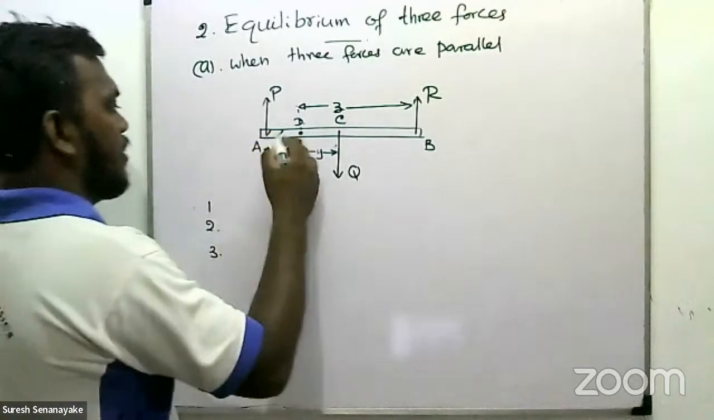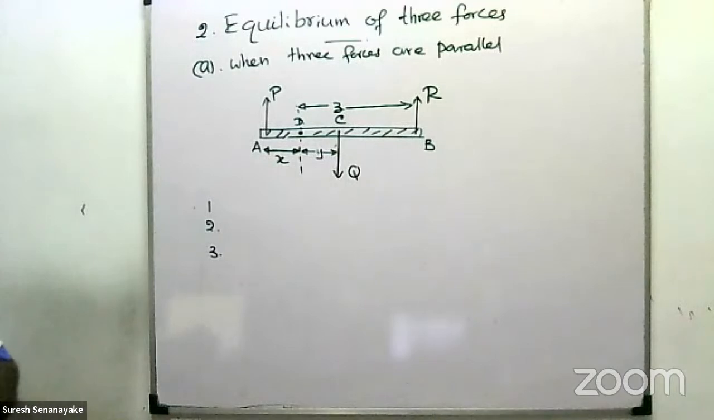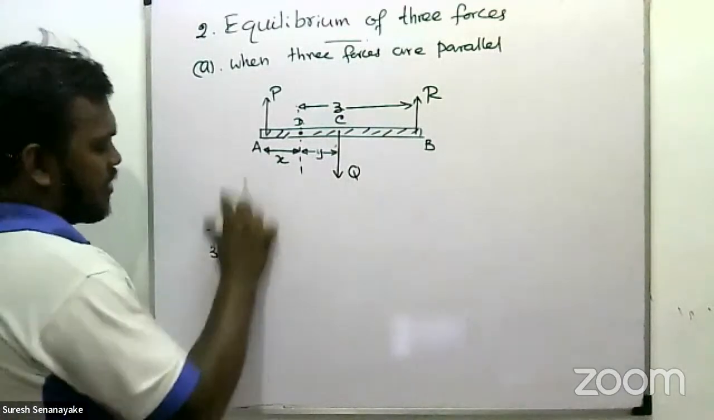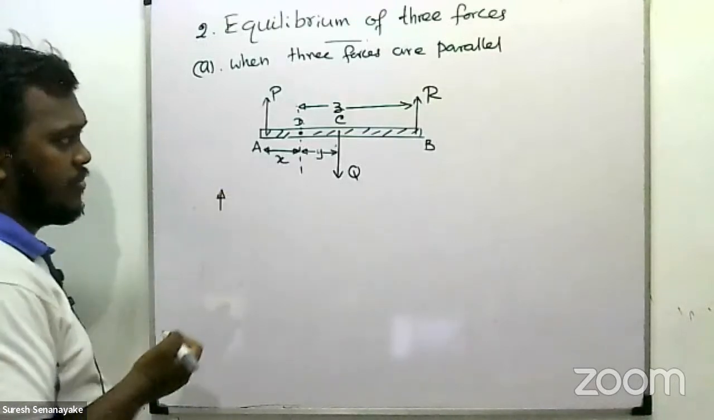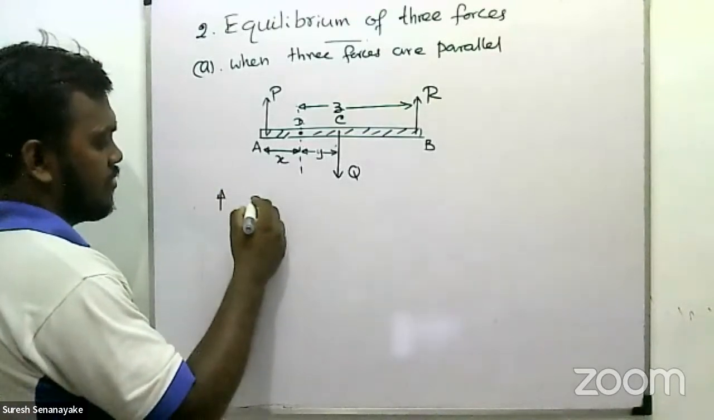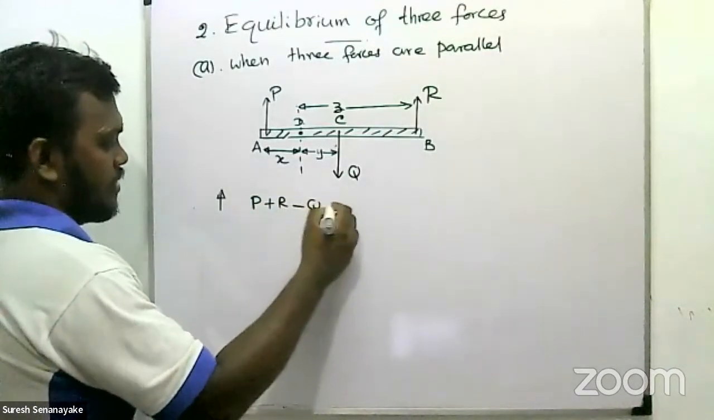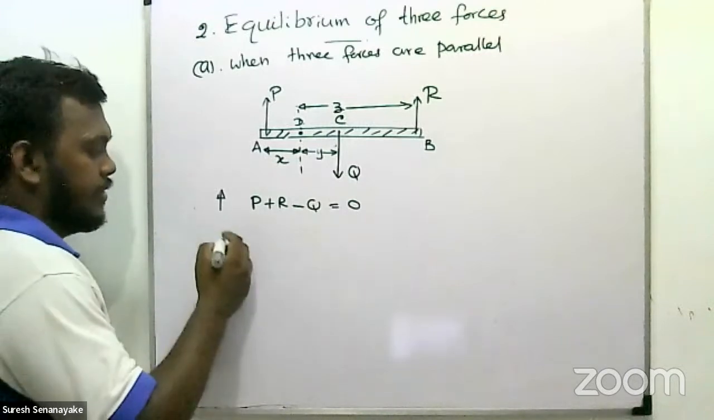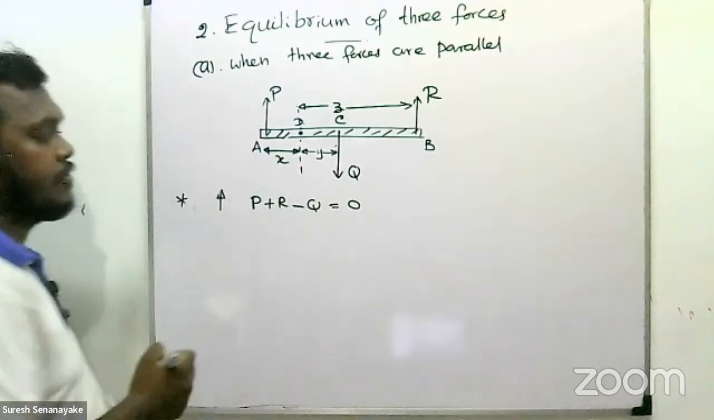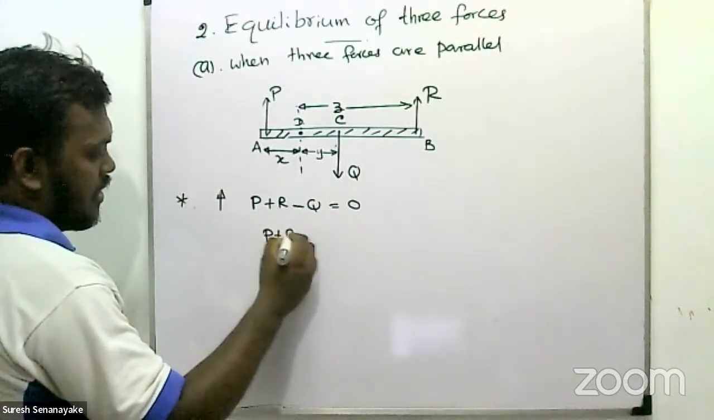And this is the object, with three forces acting on it. According to these conditions, the first and second conditions we can write like so. If you consider all the forces acting upward, P plus R minus Q is equal to 0. And going into the second condition, we can say P plus R is equal to Q.